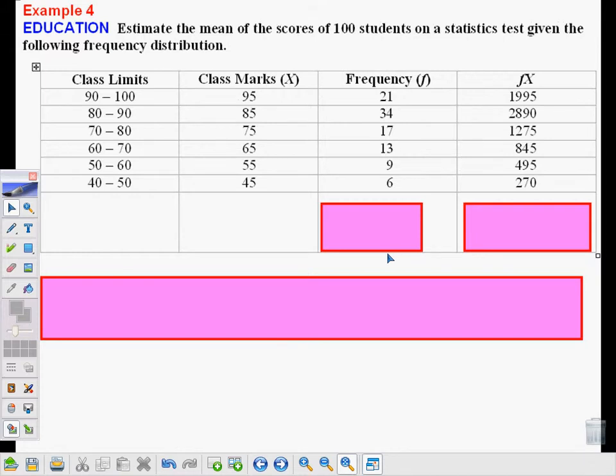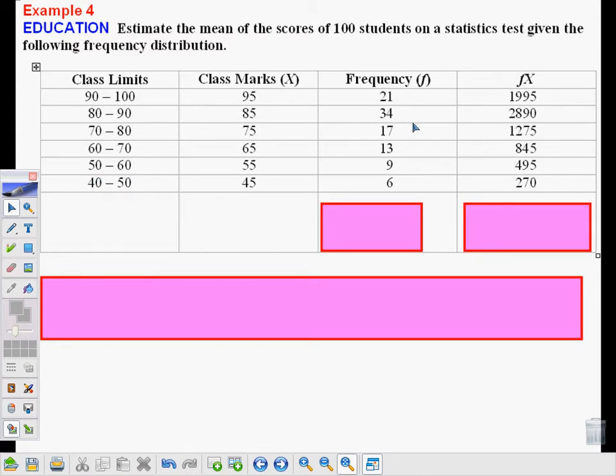Estimate the mean of the scores of 100 students on a statistics test given the following frequency distribution. Okay, so we've talked about class limits and class marks in previous lessons. We've broken this set of data into 1, 2, 3, 4, 5, 6 sets of class limits. And then the class marks, again, remember, are kind of the midpoint of these class limits. So 45 is the midpoint of 40 and 50.